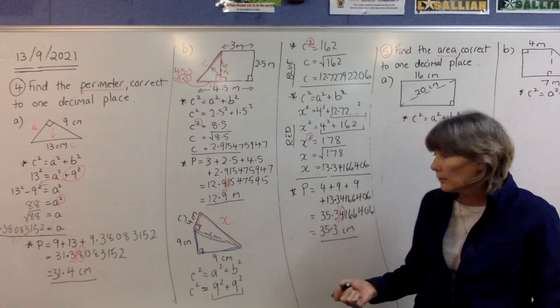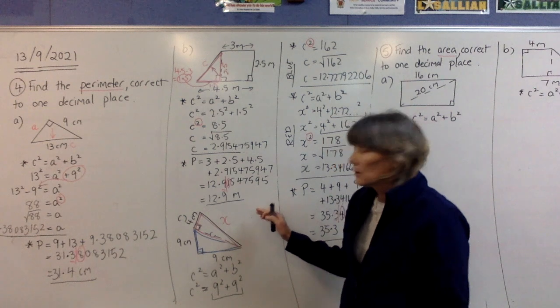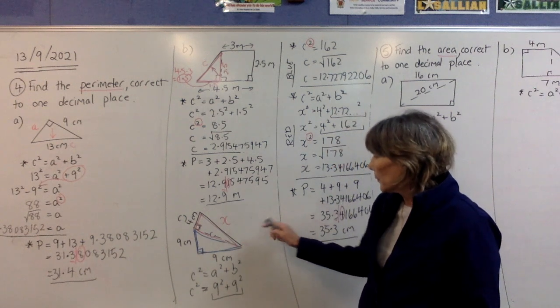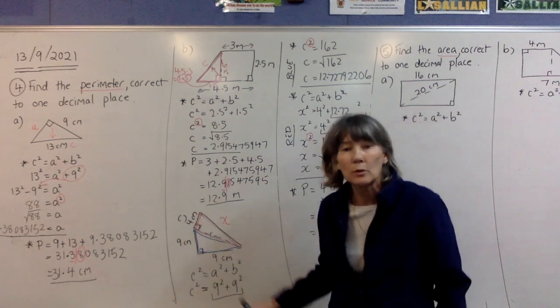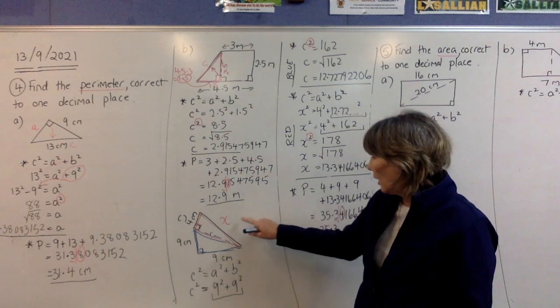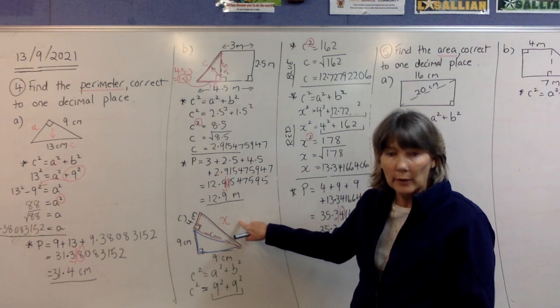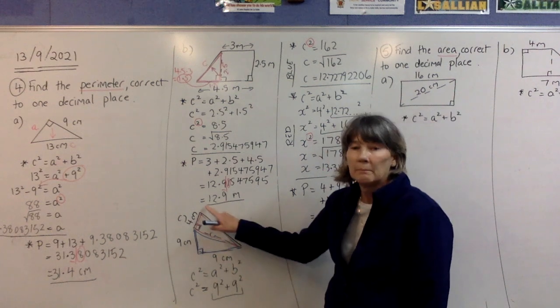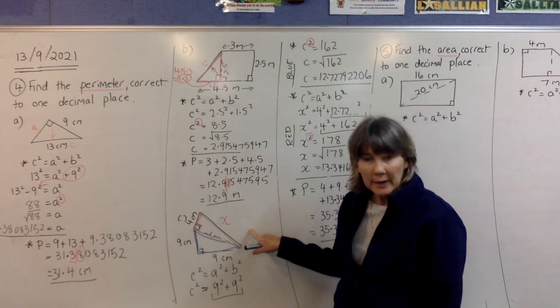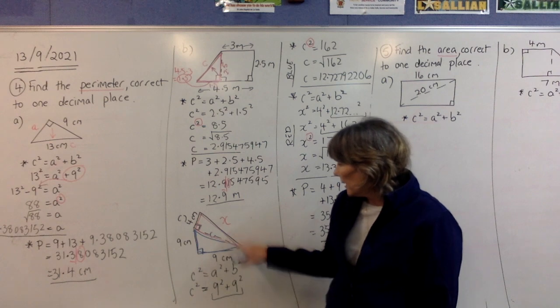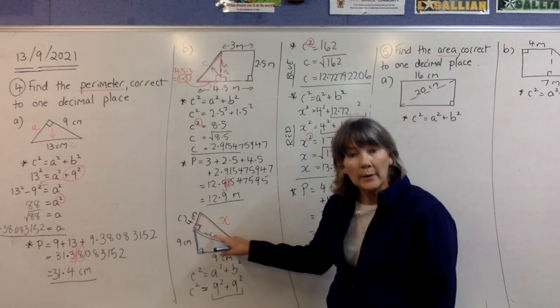So the whole idea of this is to start with, what am I doing? I'm finding a perimeter. I need all these sides. What don't I have? I haven't got this and I need it. Okay, so what's that part of? Which triangle? This one. Can I find it? Not yet. So what do I need? I need this.